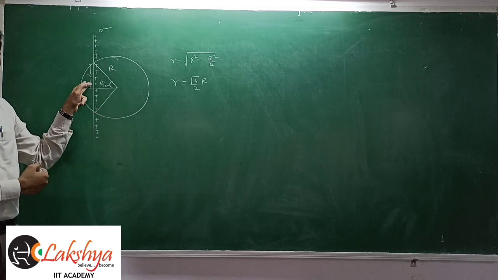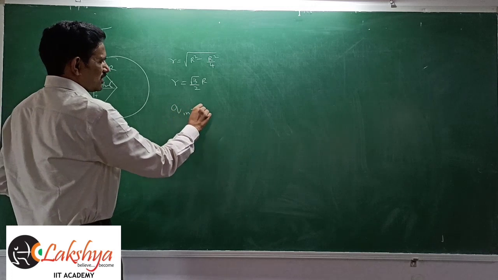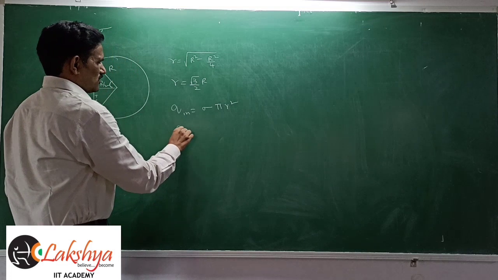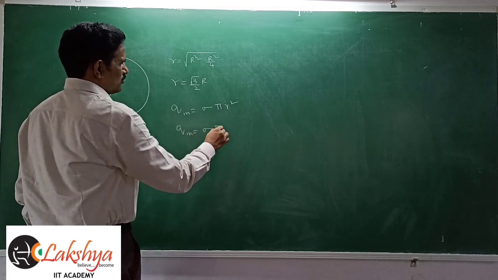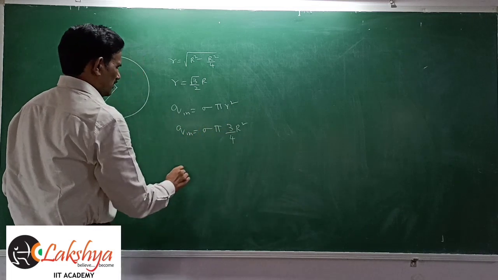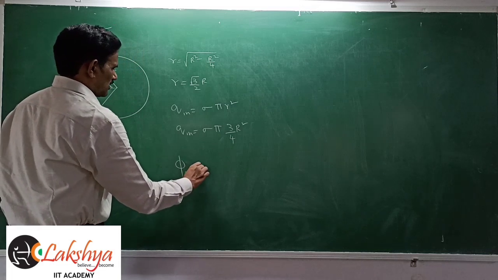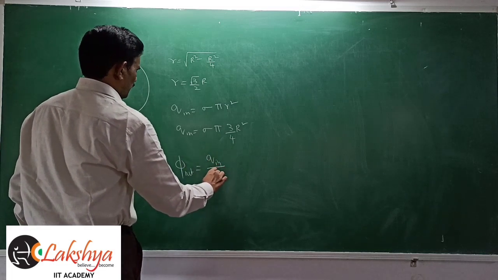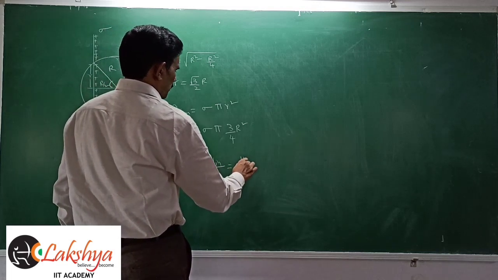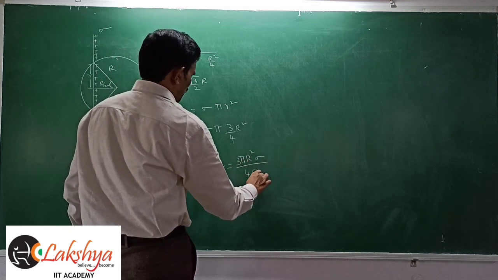Then the charge enclosed we can write as sigma into pi r square. So this is the charge enclosed here. So sigma into pi into r square, where r square is nothing but 3 by 4 into capital R square. Therefore I can write the net flux as q inside by epsilon naught, which we can write as 3 pi R square into sigma by 4 epsilon naught. So that is the flux passing through the surface.